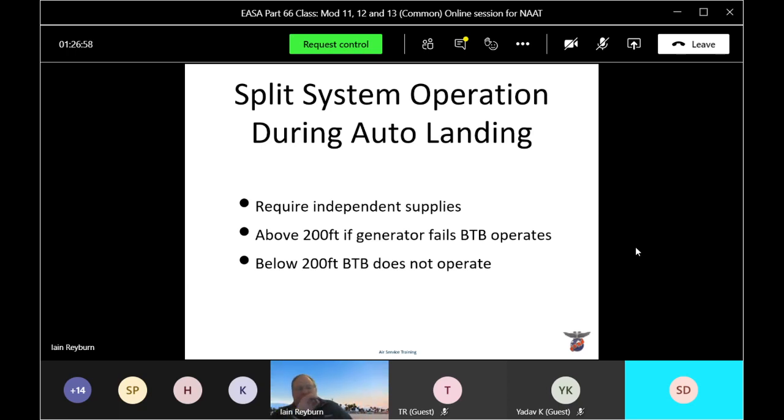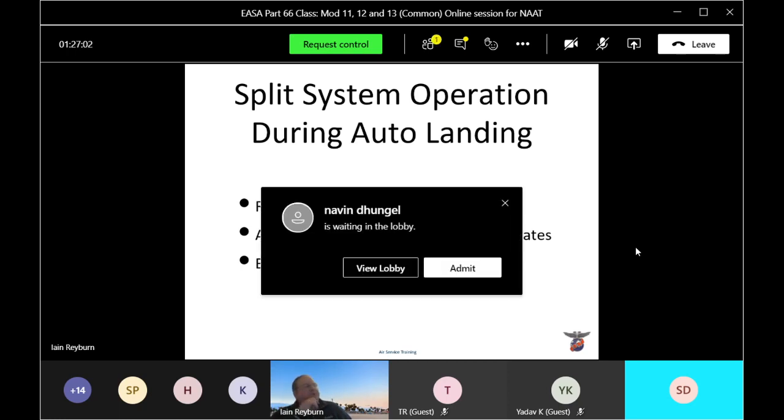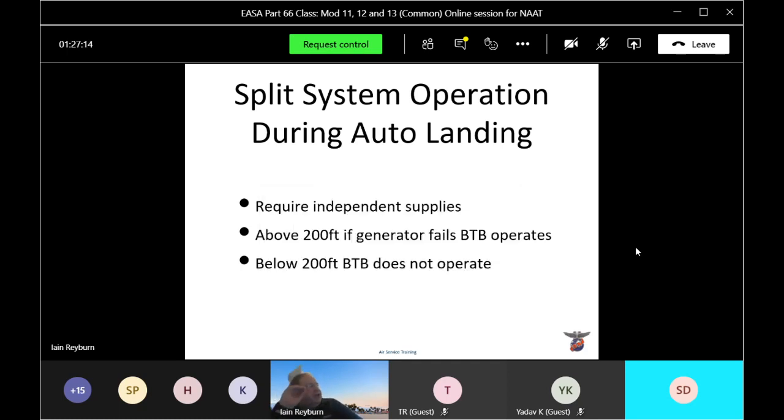So, in a split bus system, gentlemen, you need to understand what happens to the Autoland system. Above 200 feet, above the decision height, if a generator fails, the bus tie breaker will close, allowing the other generator to supply that Autoland system. Below 200 feet, the bus tie breaker does not close. The serviceable generator does not supply that Autoland system, and the pilot will physically fly the aircraft for those last 10-15 seconds.